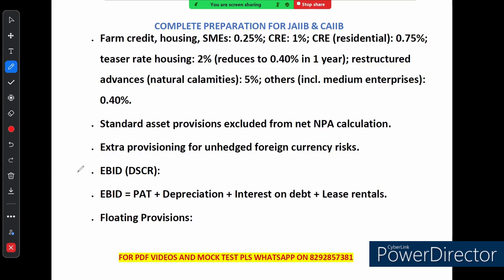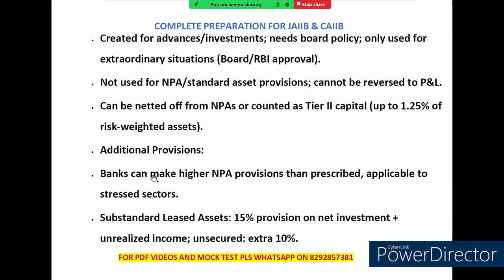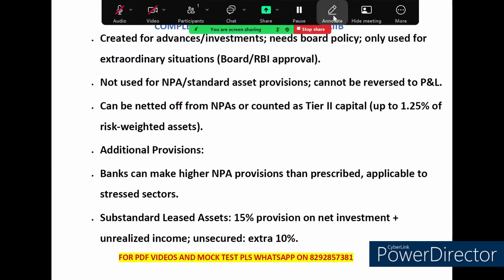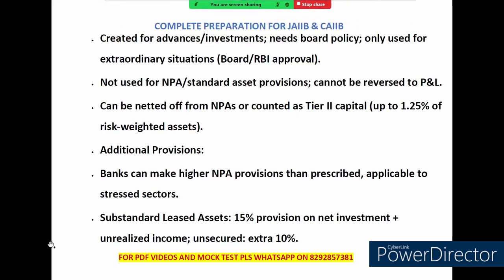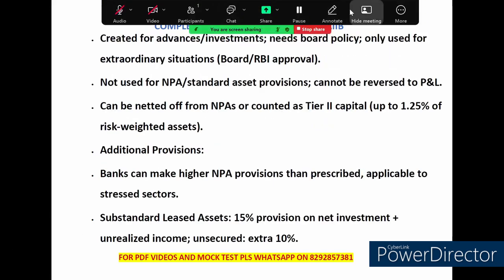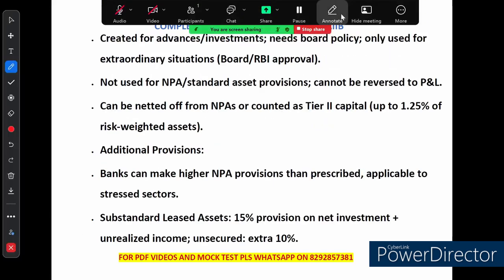So friends, floating provision and additional provision, these two things we will look at. First, floating provisions are like extra savings that the bank keeps aside. So what is this floating provision? These are extra savings, right? These are extra savings that the bank keeps aside for their loans or investments, but they can only use this in a really serious situation, and even then only if the bank board or the RBI says so.